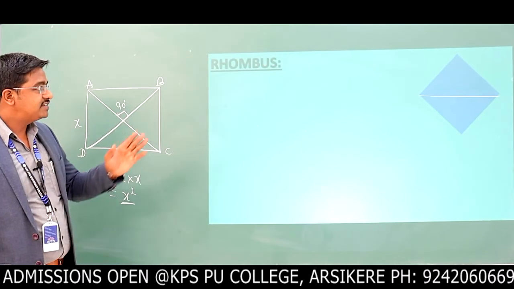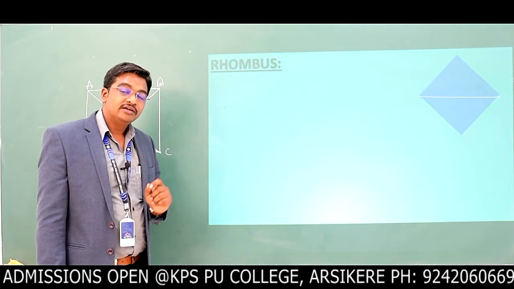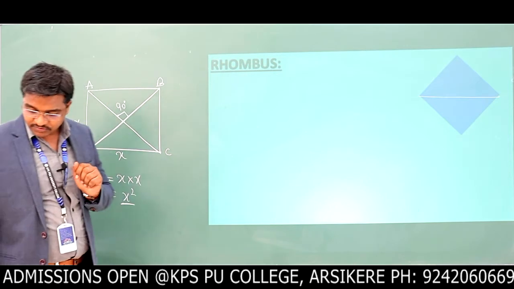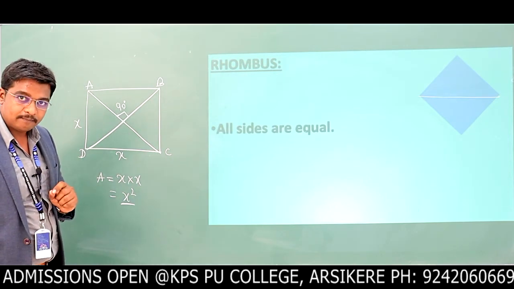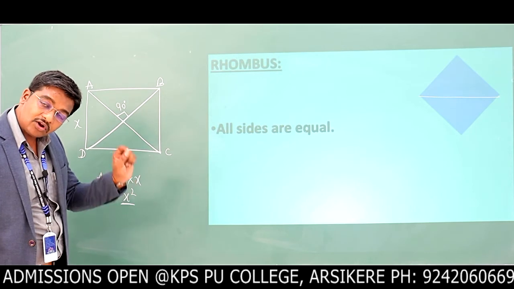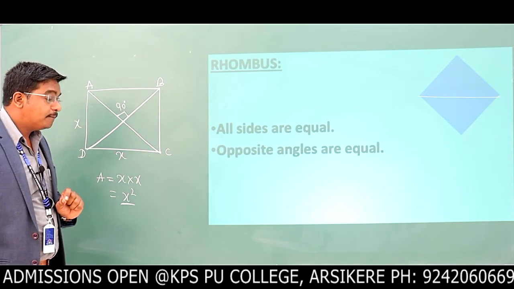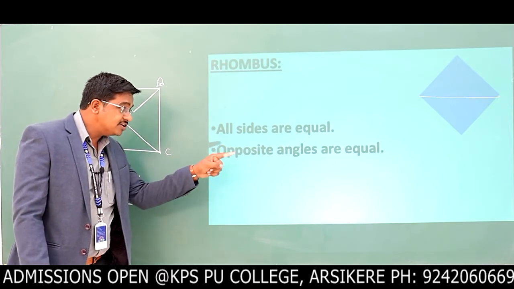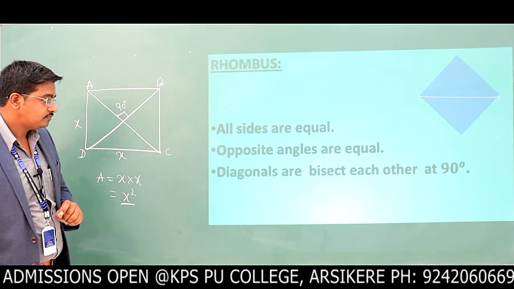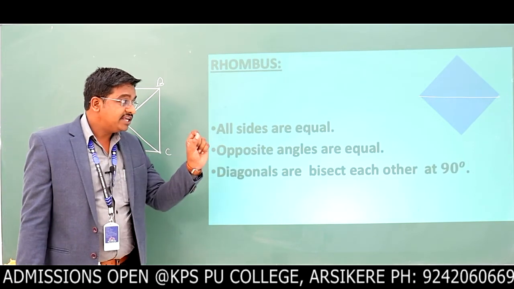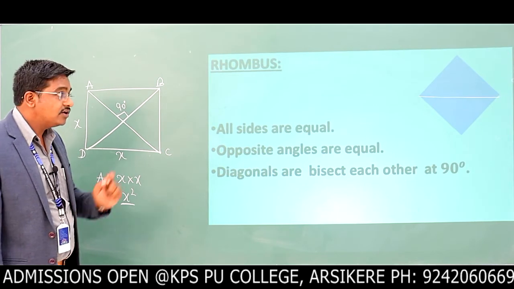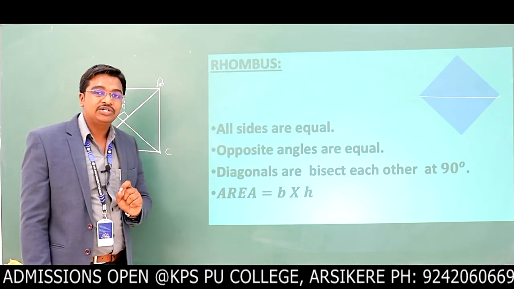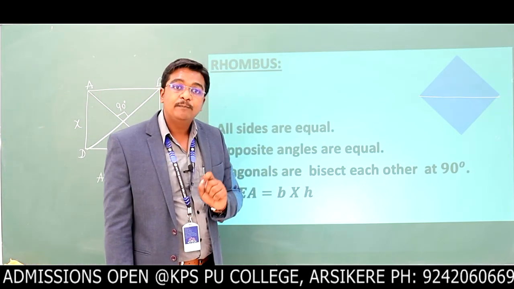Next we discuss the rhombus. The difference between the rhombus and the square is very important. Let's see the properties of rhombus. First one, all sides are equal. In square all sides are equal, in rhombus all sides are equal, but in square all angles are equal, whereas in case of rhombus opposite angles are equal. Diagonals bisect each other at 90 degrees. What about area of rhombus? Base into height.